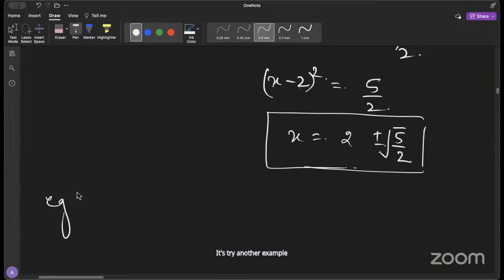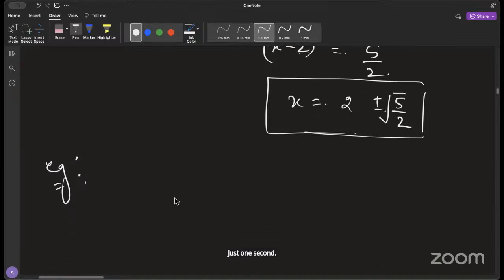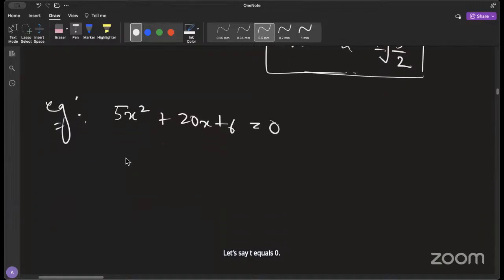Let's try another example. Let's do this one. 5x square plus 20x plus 6 equals 0. First, you divide this entire thing by 5. So you'll get this. Then you take this thing on the other side.